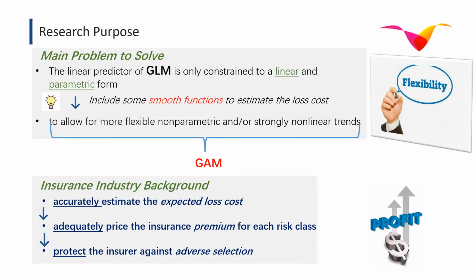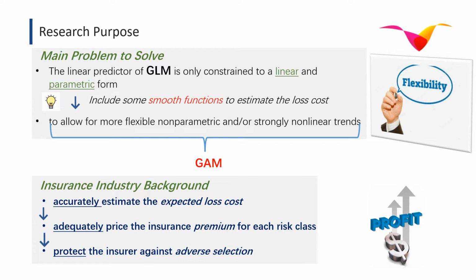This research aims to relax the assumptions on the GLM's linear predictors. As known, the linear predictor of GLM is only constrained to a linear and parametric form. So we were thinking of including some sort of smooth functions or smoothers to estimate the loss cost. In other words, we want to extend the framework of GLMs to a framework of GAMs in modeling the expected loss cost to allow for more flexibility like non-parametric and/or strongly nonlinear trends.